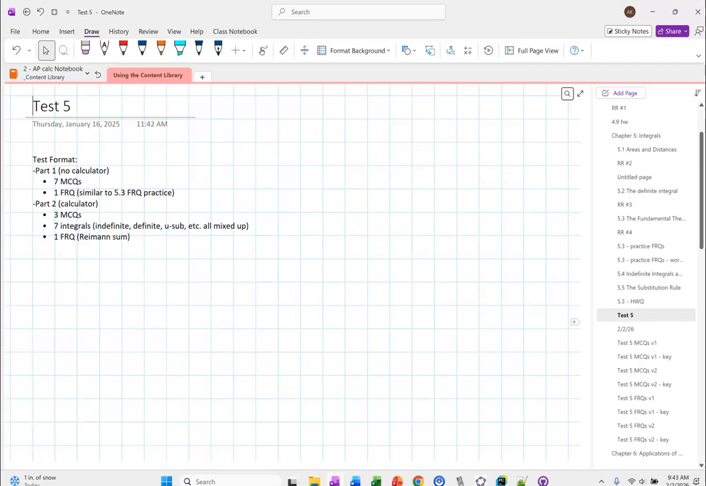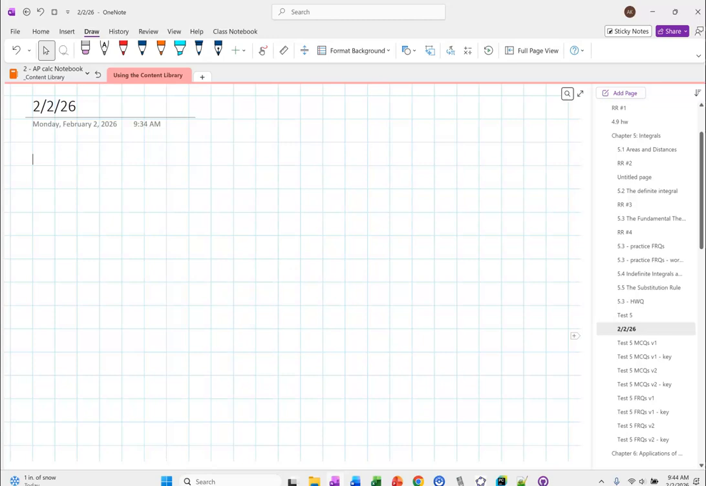And then there'll be one free response question where I ask you to do some Riemann sum approximations from a table. Whether it's right hand or left hand or midpoint or whatever. Does that feel okay? So let's just start by showing you the calculator piece. Okay.